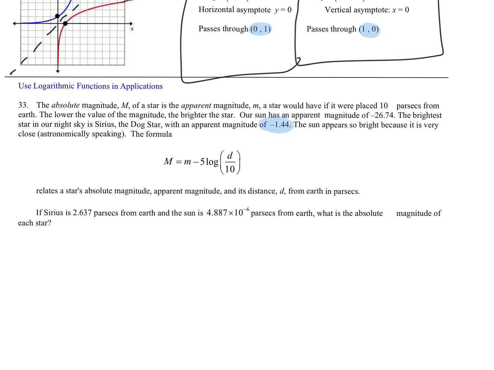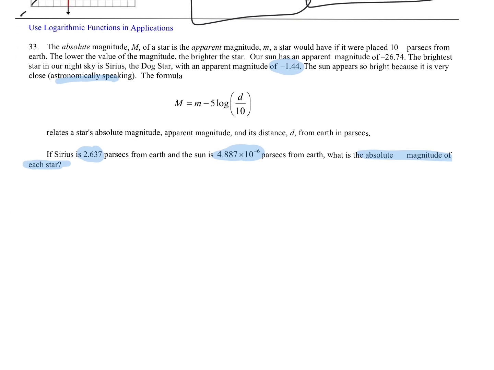The sun appears so bright because it is very close, astronomically speaking. The formula M equals little m minus 5 log d over 10 relates a star's absolute magnitude, apparent magnitude, and its distance from Earth in parsecs. If Sirius is 2.637 parsecs from Earth and the sun is 4.887 times 10 to the negative 6 parsecs from Earth, what is the absolute magnitude of each star? Okay, whew. So they're asking us two questions. So I'm going to start with Sirius.